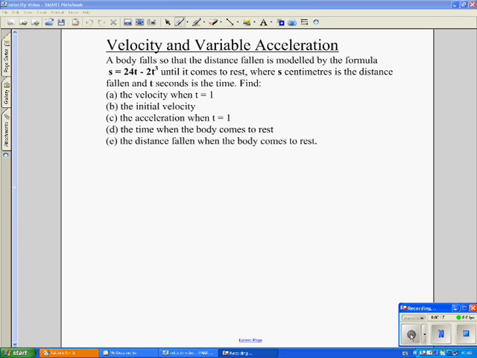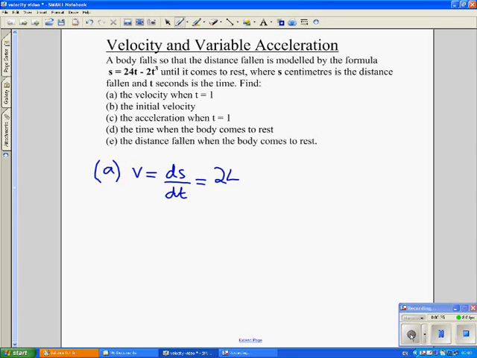Now, velocity is the measurement of the gradient on the distance time graph, and so that is why for part A we will need to differentiate distance with respect to time. So velocity equals ds by dt, which will give us 24 minus 6t squared.